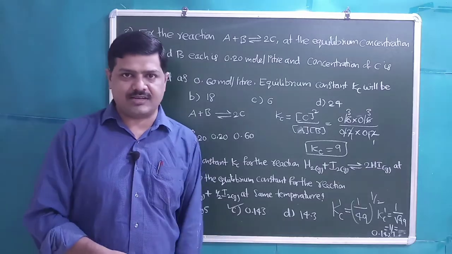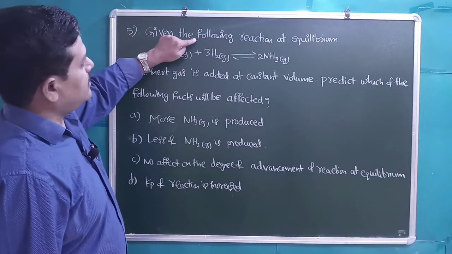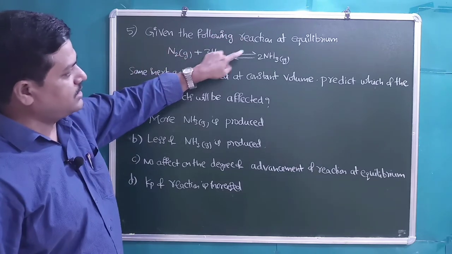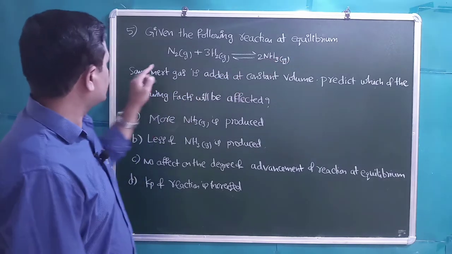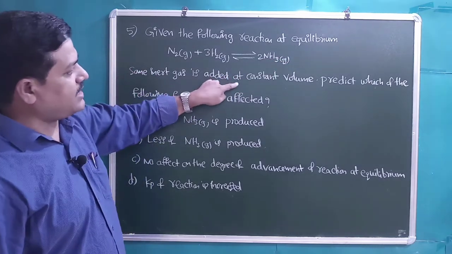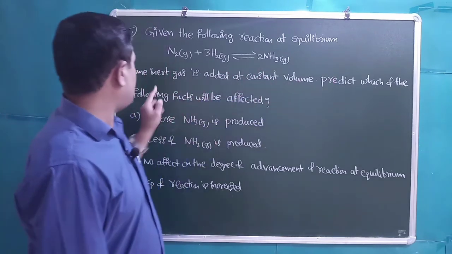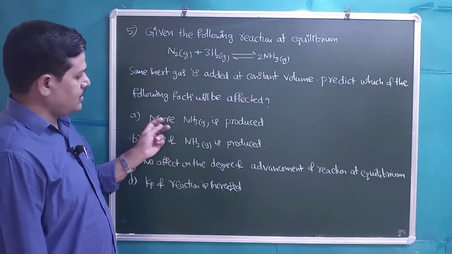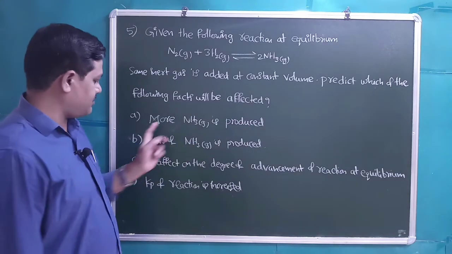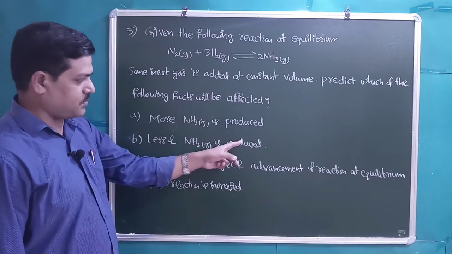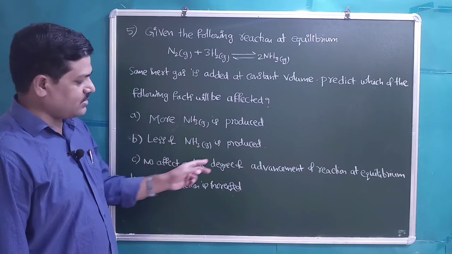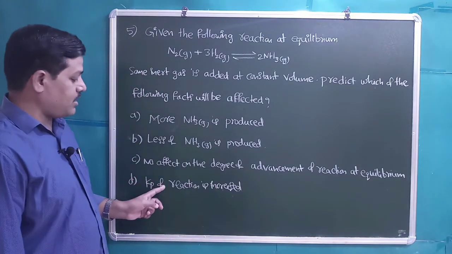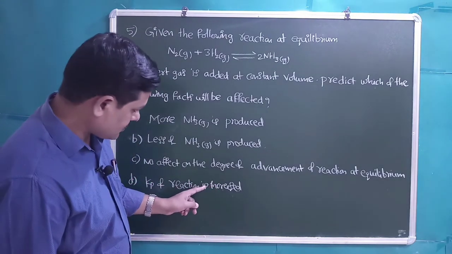Students, let us take the next question now. Given the following reaction at equilibrium, N2 gas plus 3H2 gas gives rise to 2NH3 gas. Some inert gas is added at constant volume. Predict which of the following facts will be affected. Options are given: Option A, more NH3 gas is produced. Option B, less NH3 gas is produced. Option C, no effect on the degree of advancement of reaction at equilibrium. Option D, Kp of reaction is increased.